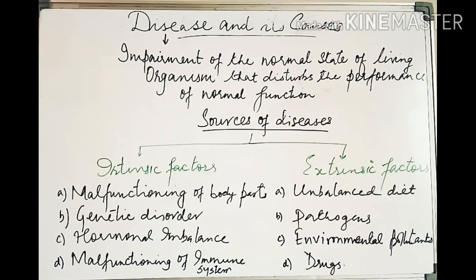Second is genetic disorder. A disease because of an intrinsic factor can be genetic in nature. Genetic means something that runs in your family. For example, if the parents of certain people suffer from diabetes, we often see that the children of the same parents also have diabetes. So it means this is a genetic disorder.